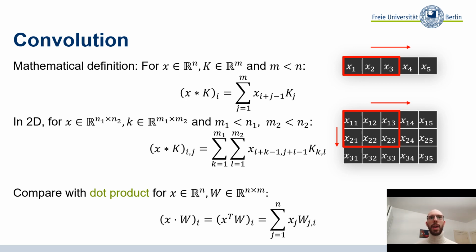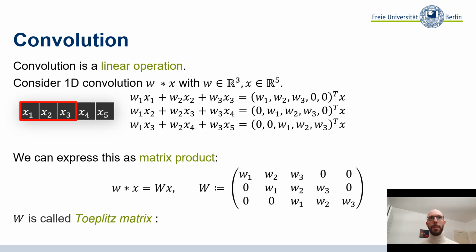And if you compare this with a dot product for, let's say, an input x and a linear operation W, so a matrix from n times m, you notice that the expressions are extremely similar. And actually the similarities between the linear operation and a convolution, or let's say the linear layer that we had with neural networks, like what we had in logistic regression, for example, don't end there, because convolution is actually also a linear operation.